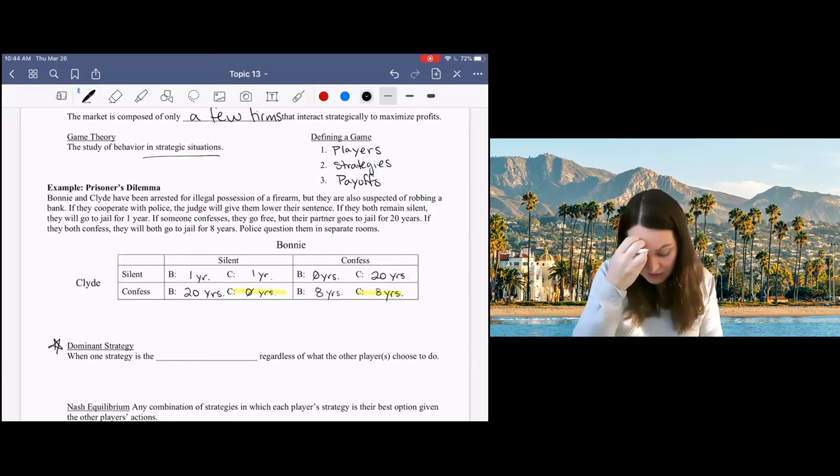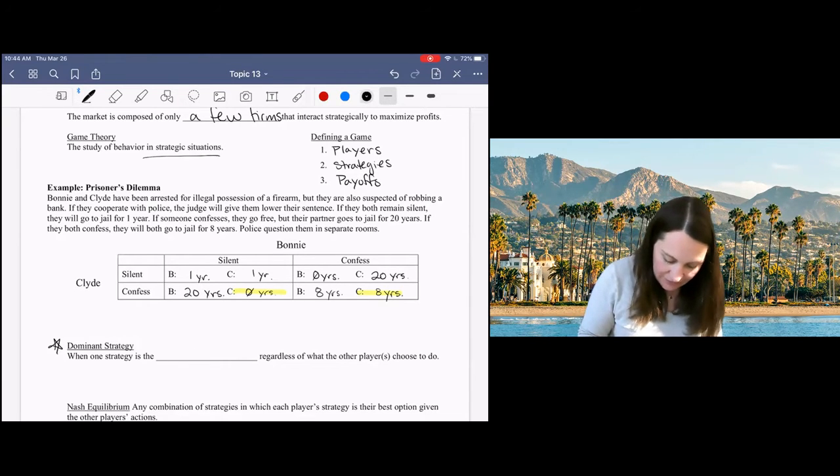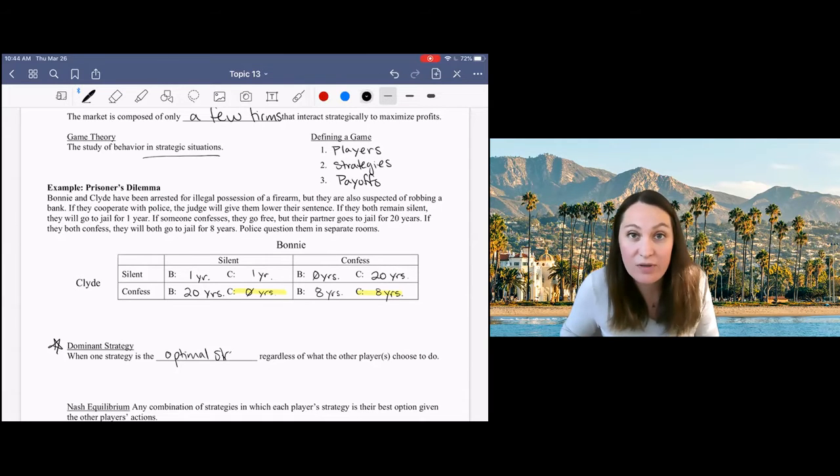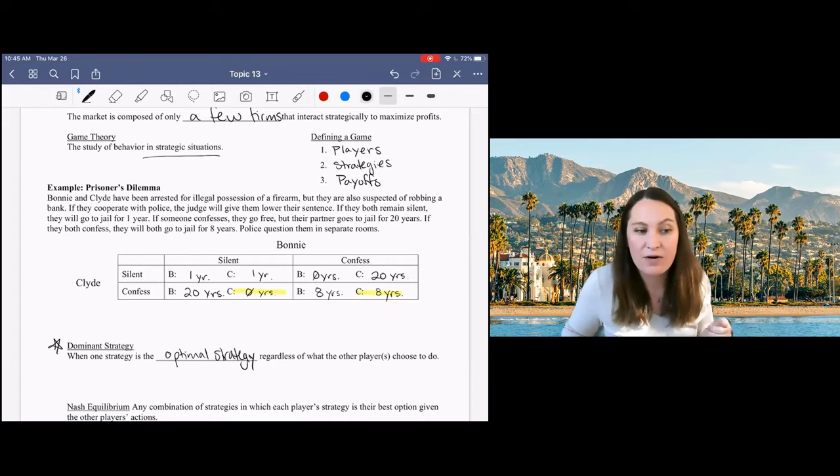A dominant strategy is when one strategy, in this case confess, is the optimal strategy, the best strategy, regardless of what the other player chooses to do, right? So there's no ambiguity in this situation. Clyde is always better off confessing no matter what Bonnie decides to do.